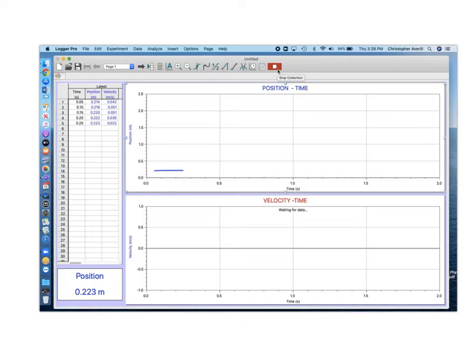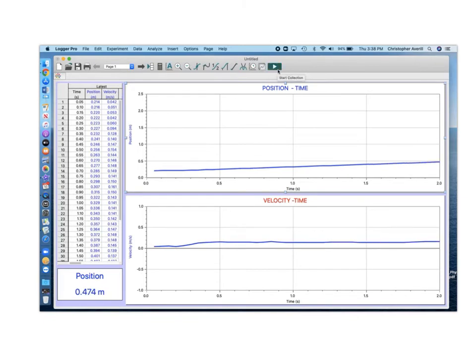All right, the next thing we're going to do is we're going to try to see what happens when we move the box at a constant speed away from the motion detector. Excellent. All right, our position time graph looks exactly like what we would expect. We see that we have a diagonal line here.